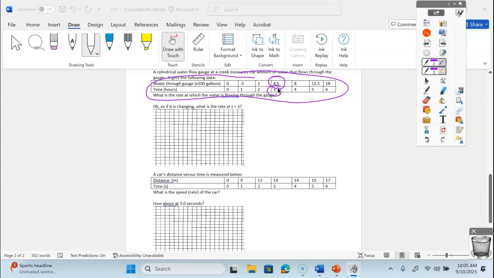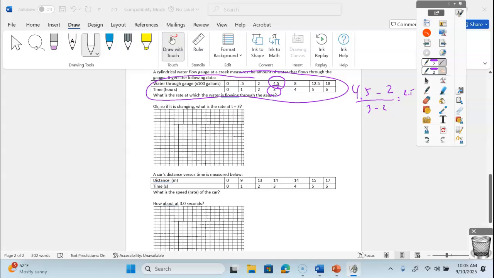So at 3, how fast is it going through there? Would you do the slope from 2, like the one before it, to find out? Okay. If you did that, what would you get? Well, the rise would be 4.5 minus 2, so it'd be 4.5 minus 2 over 3 minus 2. And that would be 2.5, wouldn't it? Yeah. Or 250 gallons per hour.